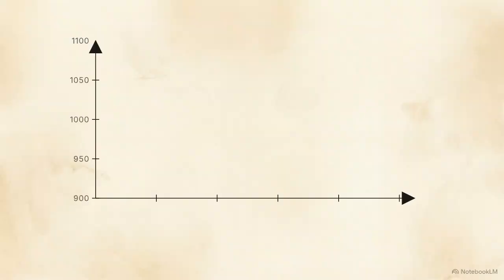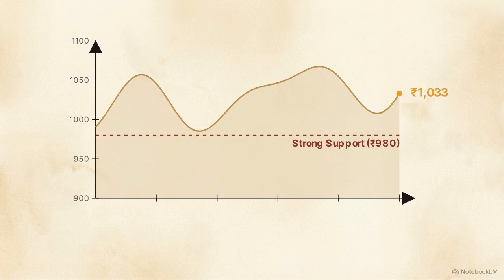Consider a stock trading at 1,033 rupees. Your technical analysis identifies a strong support level at 980 rupees, but you have no idea if it will take 3 days or 3 months for the price to drop. By setting a GTT order, the instruction rests dormant, checking the price automatically every morning.